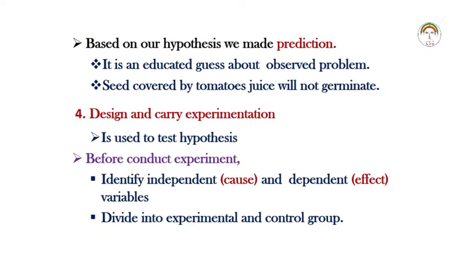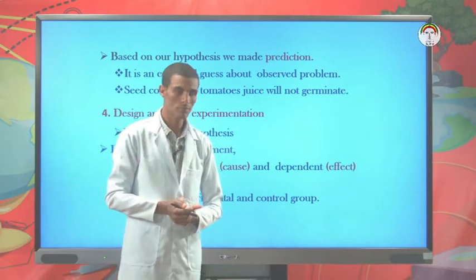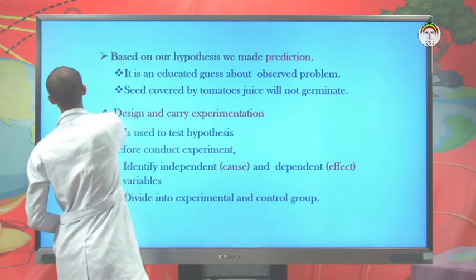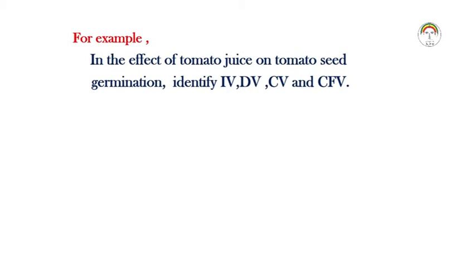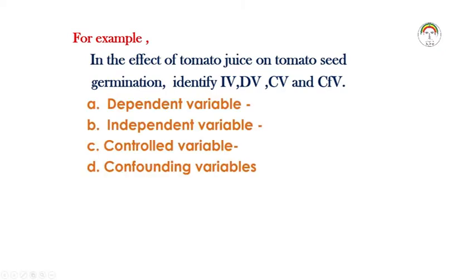When we say independent variable, it is a variable that an experimenter brings under experimentation. And the dependent variable is a variable that is obtained as a result of change in the independent variable or not. So students, let's identify the following. In the effect of tomato juice on seed germination, identify the independent variable, dependent variable, confounding variable, and the controlled variable.